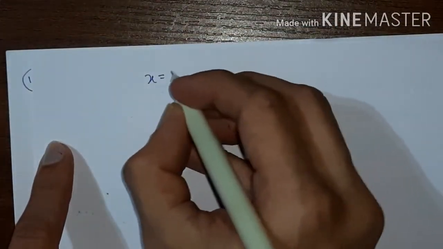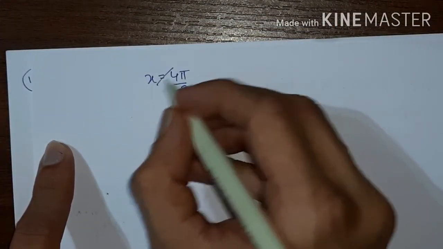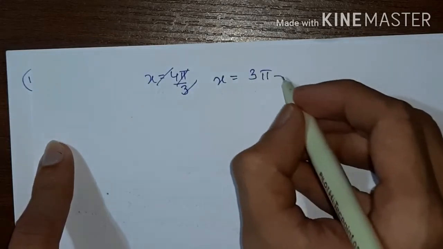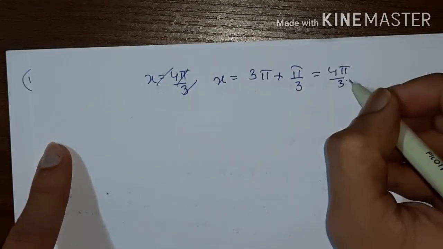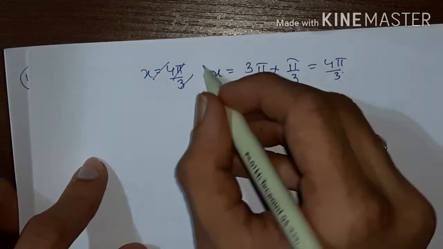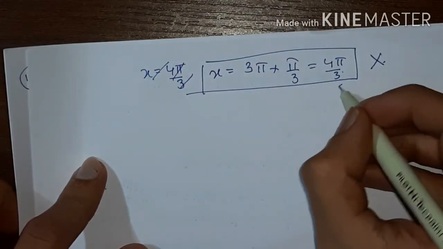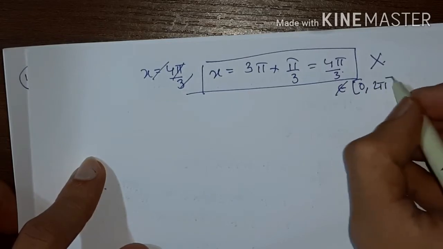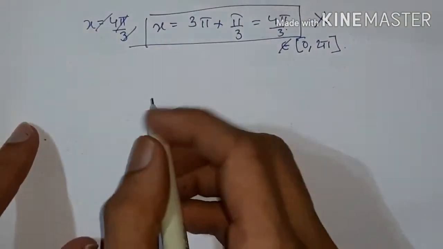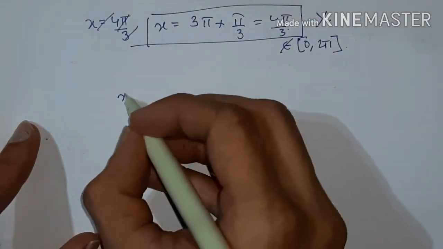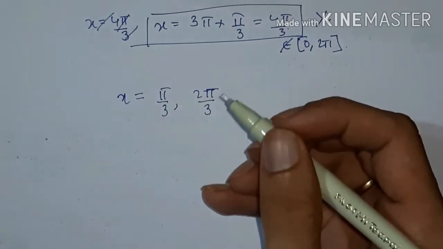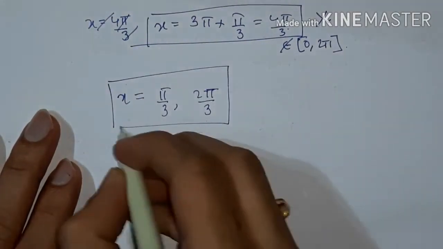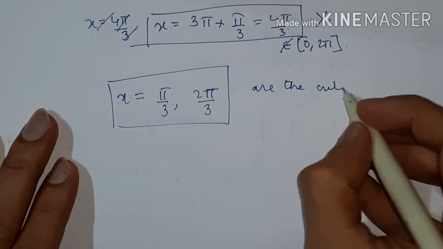Okay, so you would have got 4 pi by 3. How? It is 3 pi plus pi by 3, which is 4 pi by 3. This is in the second round, the theta you are getting. So this theta also is discarded because it doesn't belong to the domain. It is very, very important that the critical point belongs to the domain. So what are the critical points we have? x equal to pi by 3, 2 pi by 3. These are the critical points.